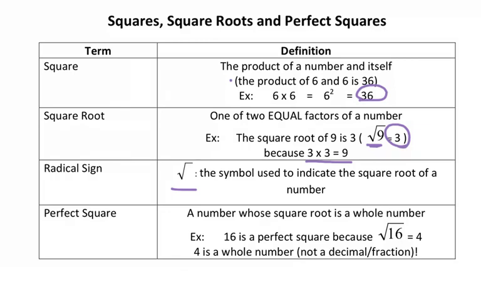So a perfect square is a number whose square root is a whole number. So 16 is a perfect square because the square root of 16 equals 4. 4 is a whole number, not a decimal or a fraction. So a perfect square has to be a whole number. Okay, you can put the square root of 15 in your calculator and it'll give you a number, but it's not going to be a whole number.